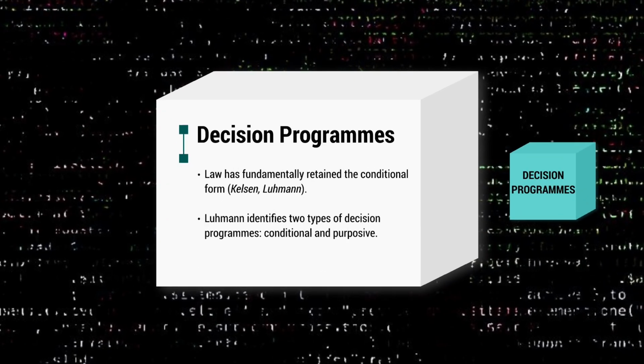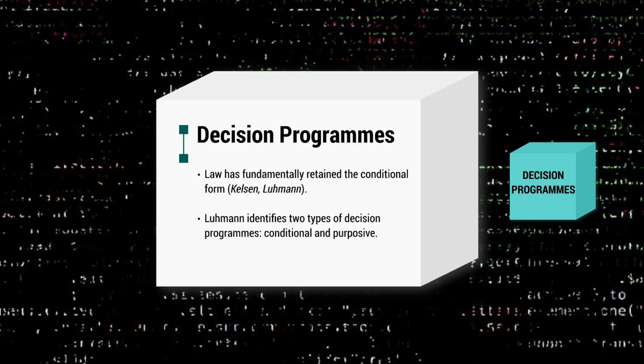Now to turn to Luhmann. So Luhmann says that we can make decisions in one of 2 ways. He calls these decision programs. The first is conditional programs, which is very much how law works. We look to the past, we see if certain conditions are met, we make a decision in the present, and we carry on with our lives. This is the old conditional form that we know from law.